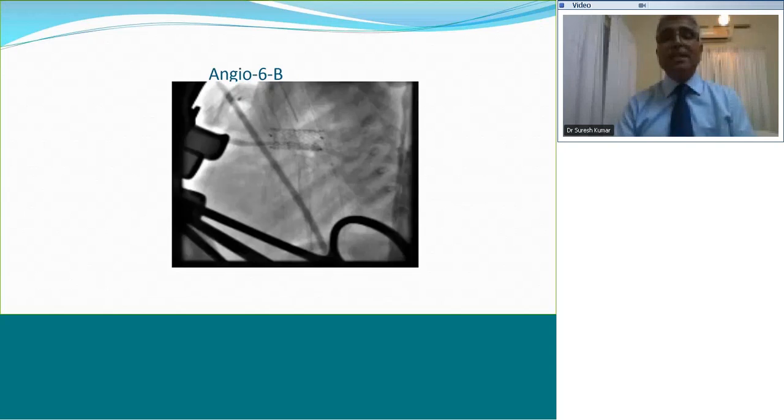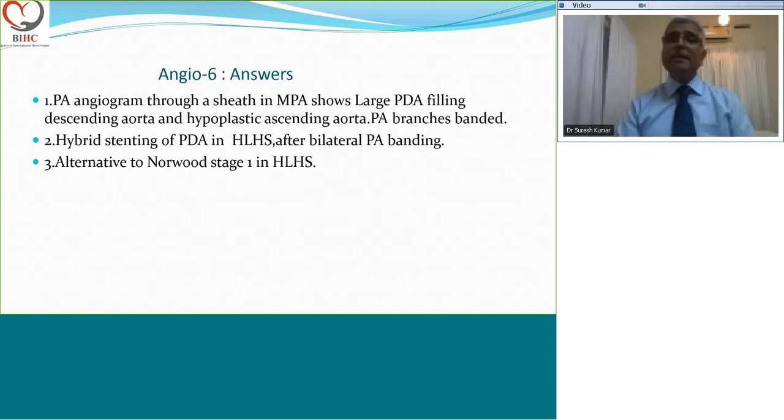You find a large stent, this is 8 mm in this case, which is flowing well, through which dye is flowing well into the descending aorta. And you can also find that there is enough retrograde filling of the arch and the ascending aorta, which the ductus needs to fill in a case of hypoplastic left heart. So what you saw was the PA angiogram showing the MPA, large PDA and descending aorta with banded PA branches. That band you may not have been able to identify. So this is hybrid stenting, and this is an alternative, as you know, to Norwood stage 1 in hypoplastic left heart. We move to the next one.